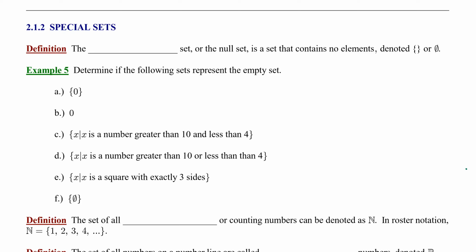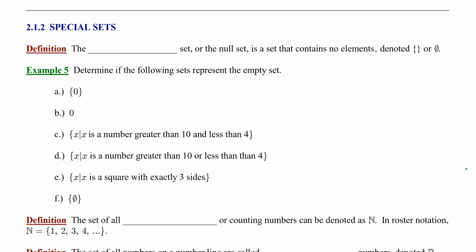In the second half of section 2.1, we will learn about some special sets. Now, keep in mind, as we progress through chapter 2, there's going to be lots of notation and lots of new, possibly unfamiliar symbols. It's a good idea to keep a list of these symbols and this notation so that you can master it as we go and you don't feel too overwhelmed.